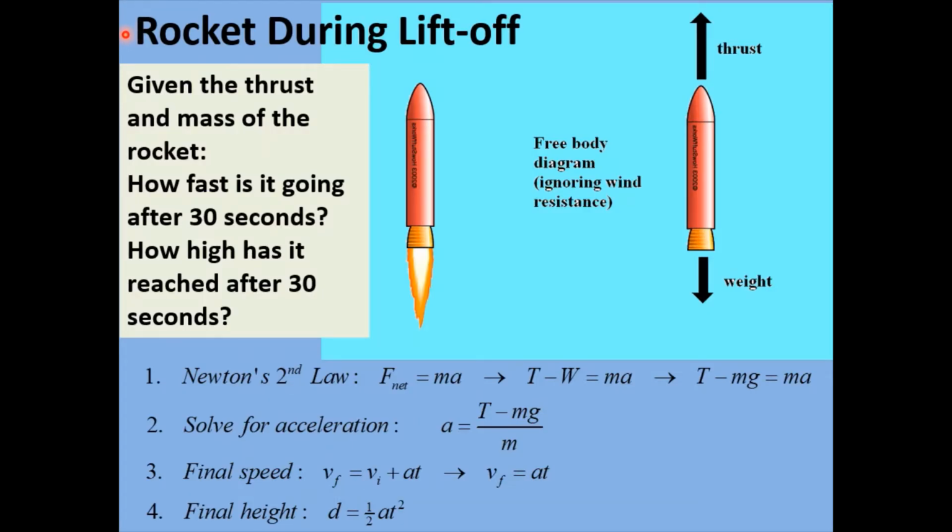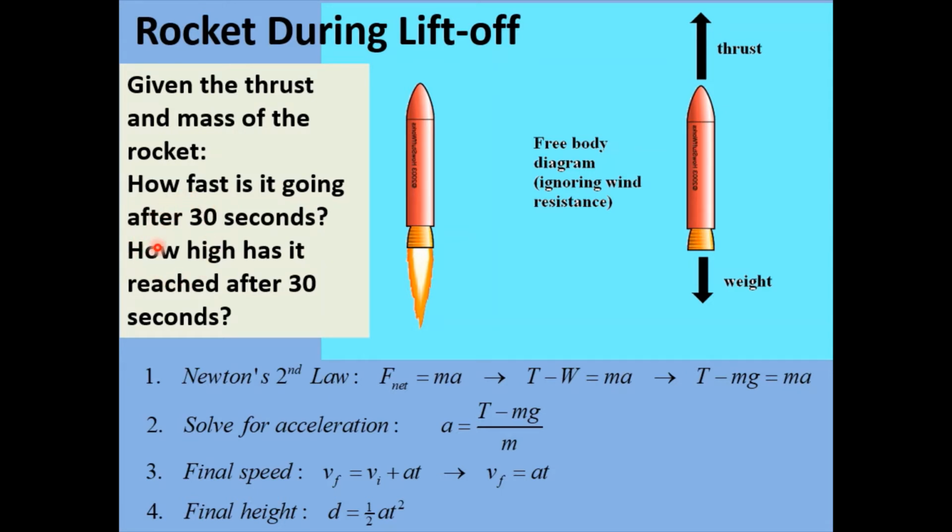So using what we just learned about rockets, let's do a real basic problem here, or at least set up the problem for a rocket during liftoff from a launch pad. Suppose we're given the thrust of the rocket engine, the amount of thrust in newtons of how powerful the engine is, and we're also told the mass of the rocket. First question is, how fast is the rocket going after 30 seconds? And how high has it reached after 30 seconds?